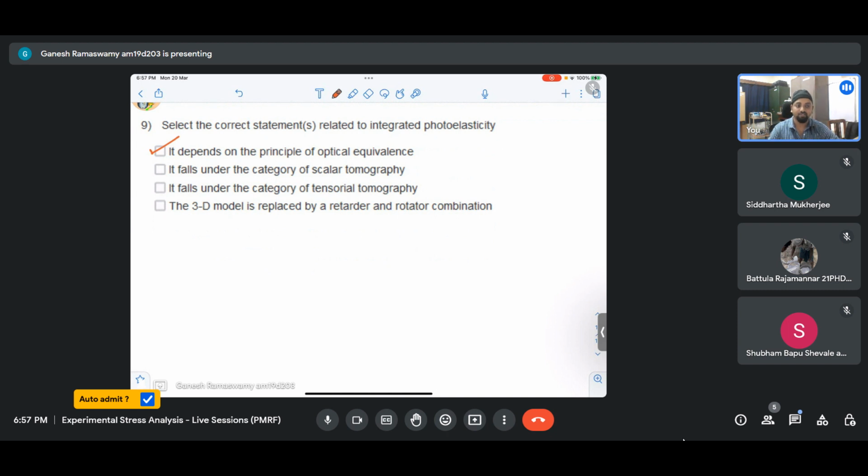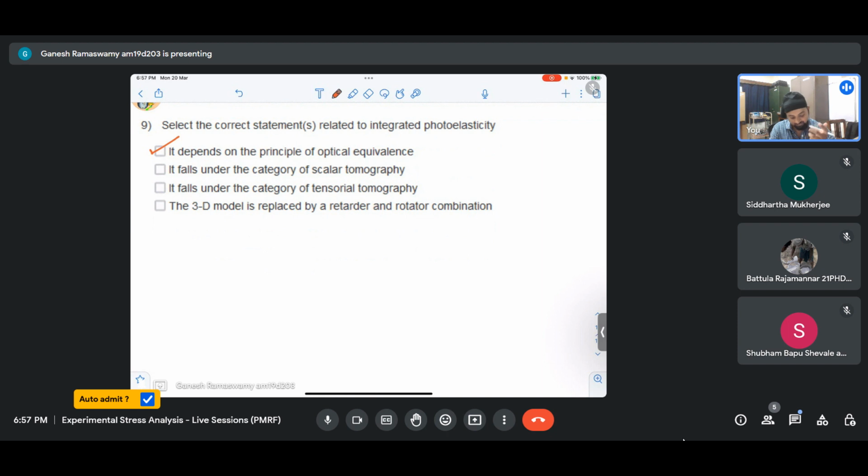That is, whatever optical response a three-dimensional loaded structure introduces, we will replace it by known rotator and retarder combinations for each and every plane and do a back calculation in order to match what the exit light characteristics were and what the input light characteristics are. In which case we will be able to deduce what the stress field along the light path has been. So this is the basic tenet of integrated photoelasticity, which is based on optical equivalence.